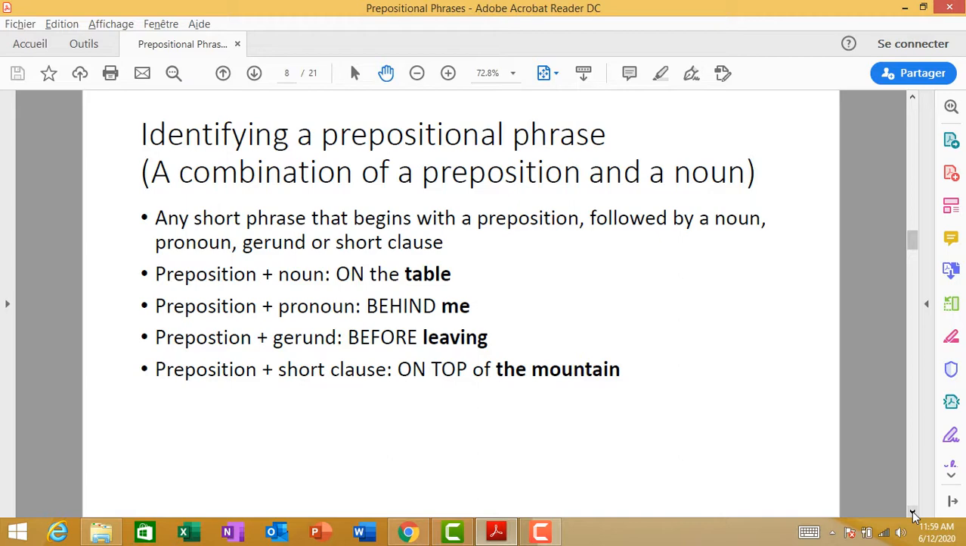Let's look at these 4 examples that we have below. Preposition plus noun. Example, on the table. Preposition plus pronoun, behind me. Preposition plus gerund, before leaving. Preposition plus short clause, on top of the mountain.